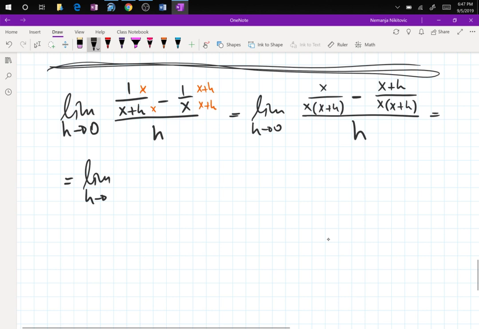Limit h goes to 0, and now when you put those two fractions together, you have the common denominator of x plus h. In the numerator up there, you have x minus h. That minus distributes to both x and h, so they're both negative. And this is where you see that x cancels. So now you can add over 1 under h, so you can deal with the double fraction.